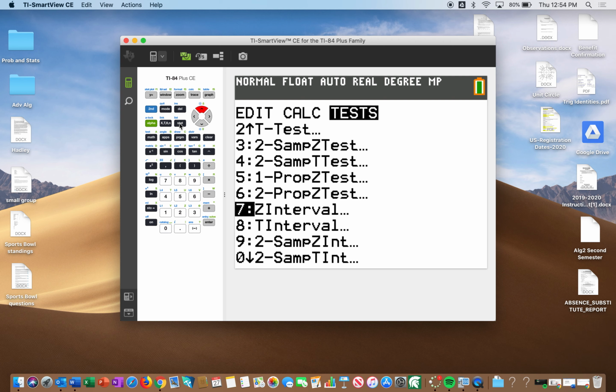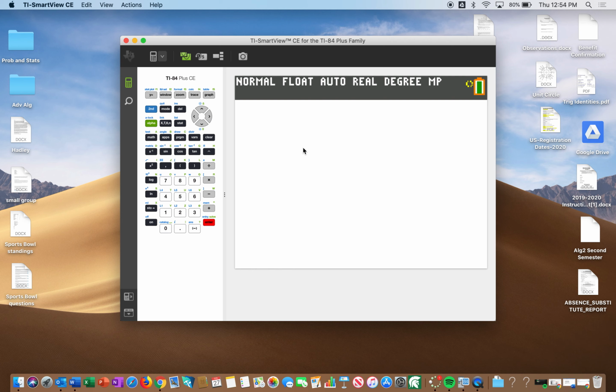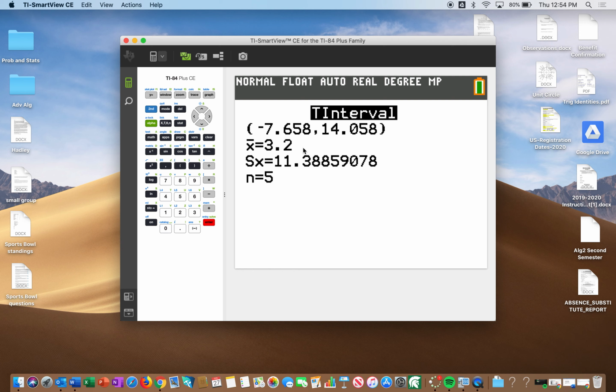My calculator will stop there. Oop, number 8. Hit enter. And again, same thing, data from L3. Our level was 0.90. Go to Calculate, and there's your lower number. Same thing we got on StatCrunch.